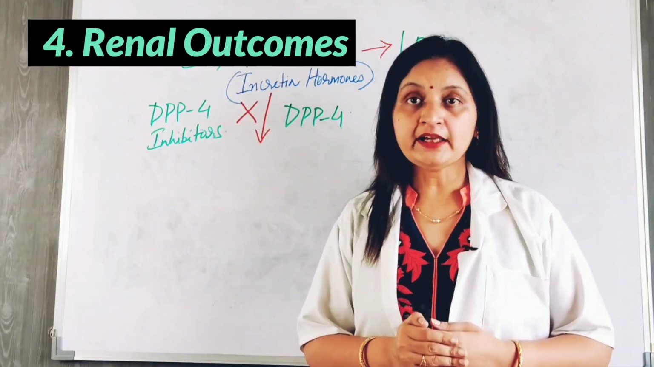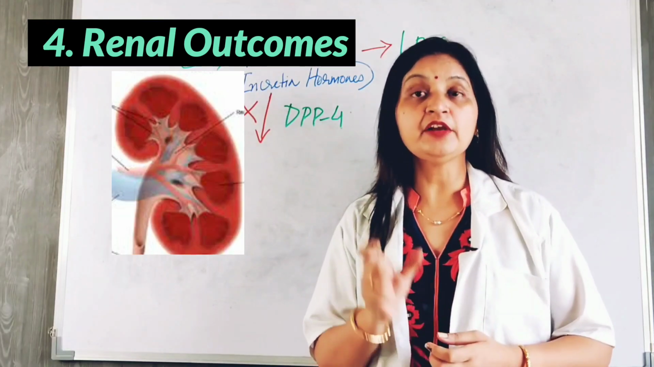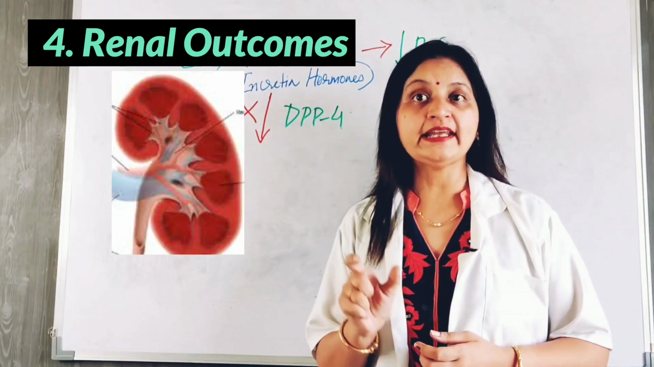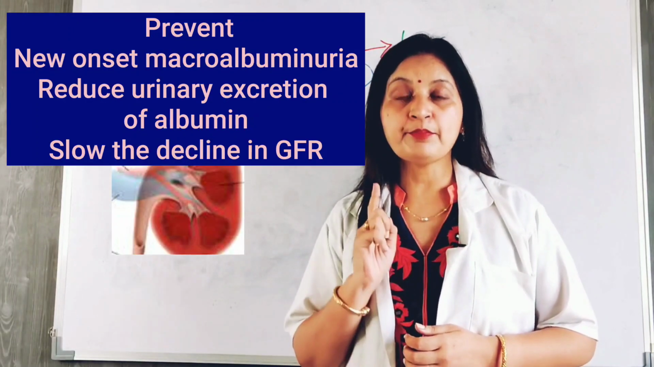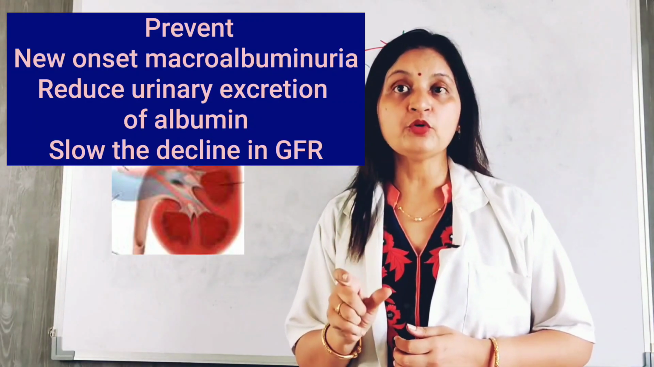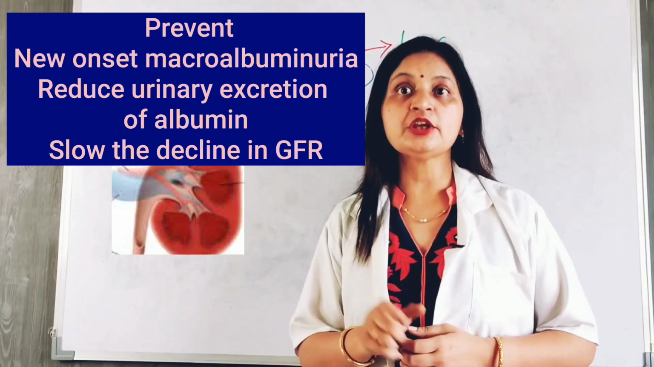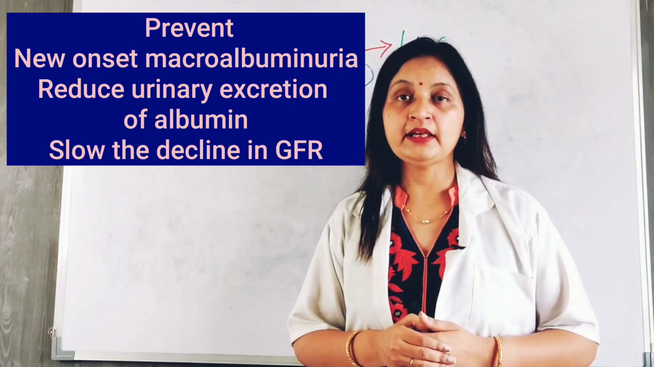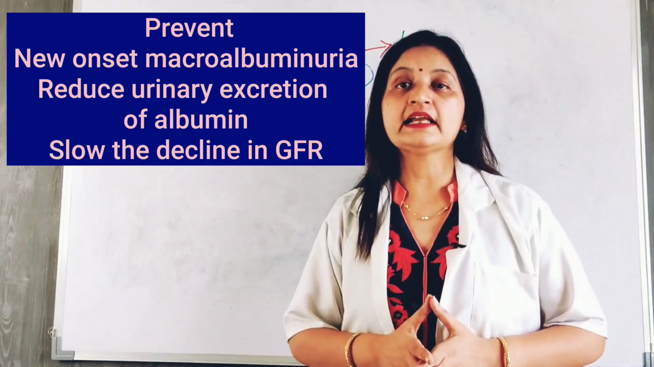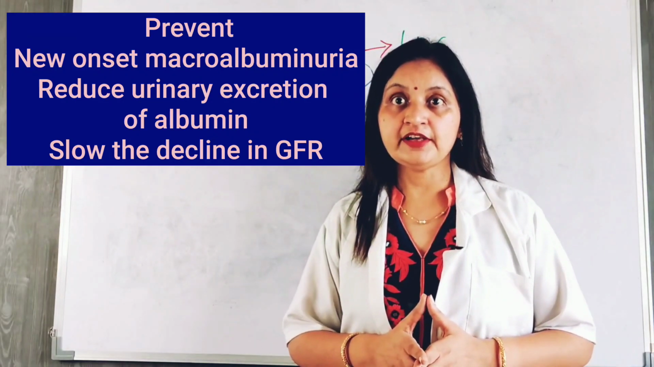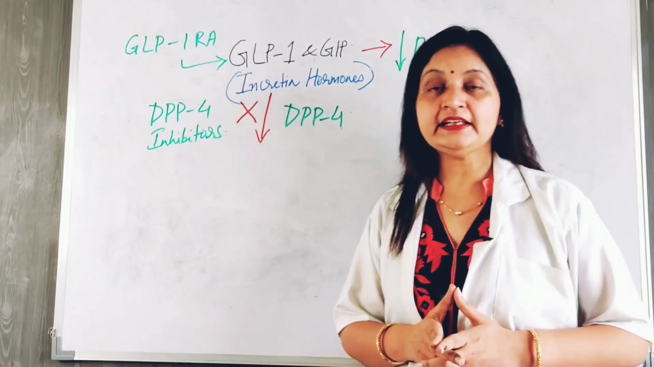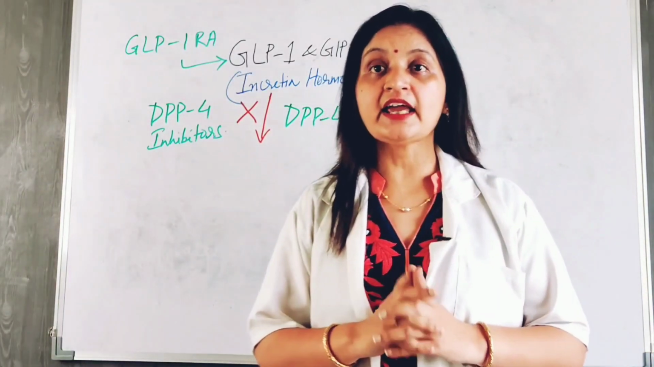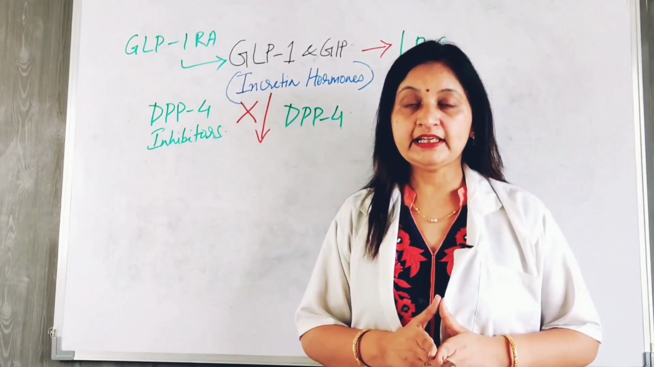The fourth benefit of GLP-1 analogs is with respect to renal outcomes. The GLP-1 analogs have demonstrated potential in reducing the progression of chronic kidney disease. It has been seen that they prevent new-onset macroalbuminuria, reduce the urinary excretion of albumin, and slow down the decline in glomerular filtration rate. Through these effects, they reduce the progression of chronic kidney disease and are beneficial in type 2 diabetic patients with chronic kidney disease.